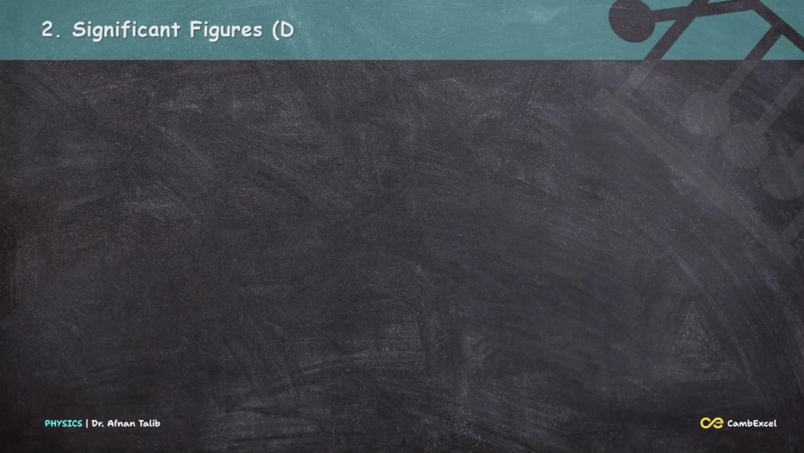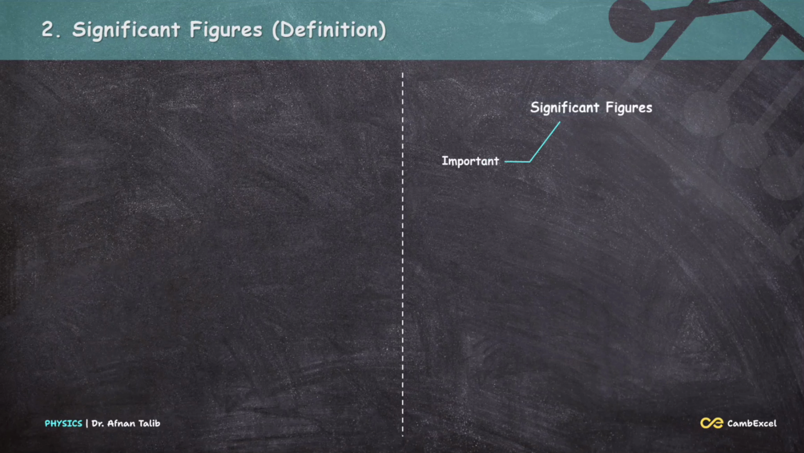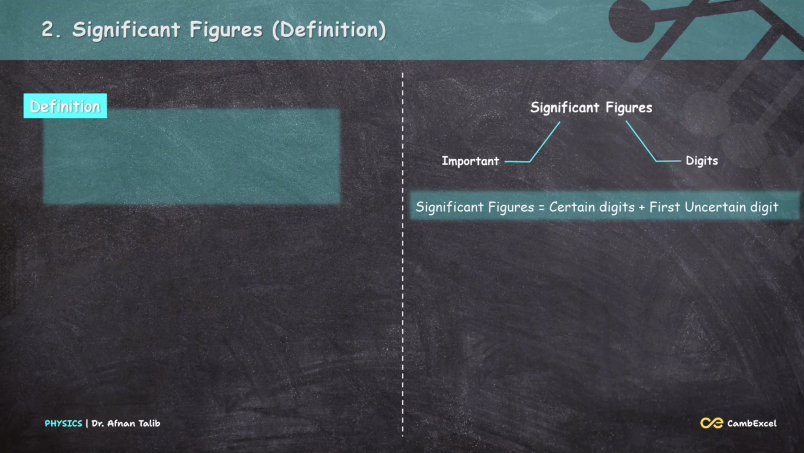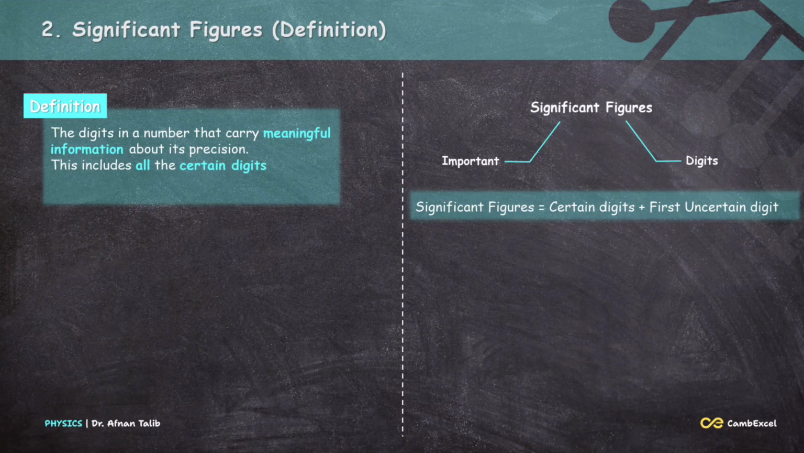So now we are in a perfect position to define significant figures. As the name depicts, significant means important, while figures mean digits. So a significant figure is basically the combination of certain digits plus the first uncertain digit. As per the definition, they are the digits in a number that carry meaningful information about its precision, and it includes all the certain digits plus the first uncertain digit in a measurement.